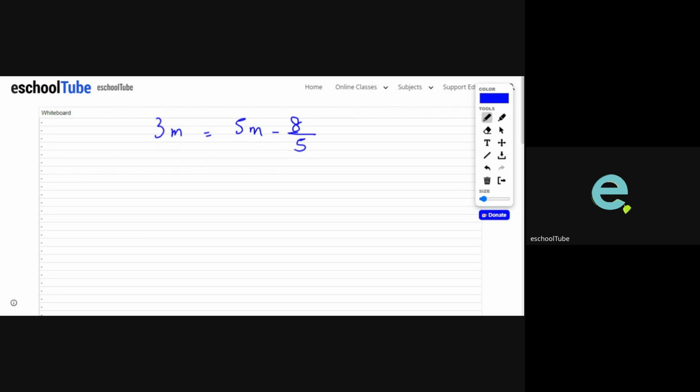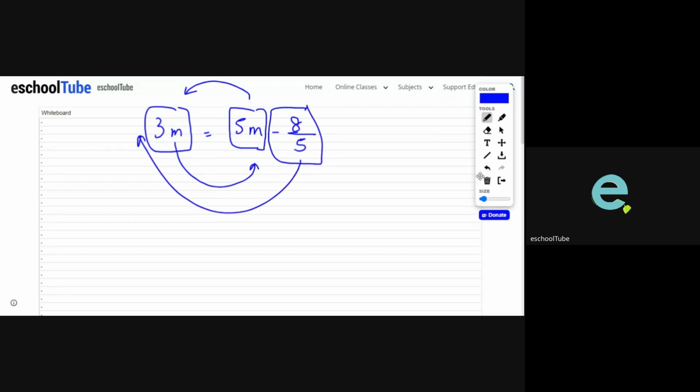Now, one of the methods would be that you keep the variable on one side. And because here there is m and here also there is m, m is the variable. So either you bring this to the left side or you bring this to the right side, and the constant you bring to the other side. That also you can do. Or 3m is equal to 5m minus 8 upon 5.